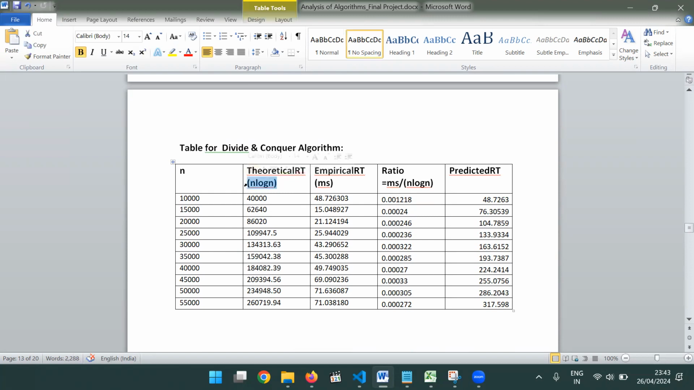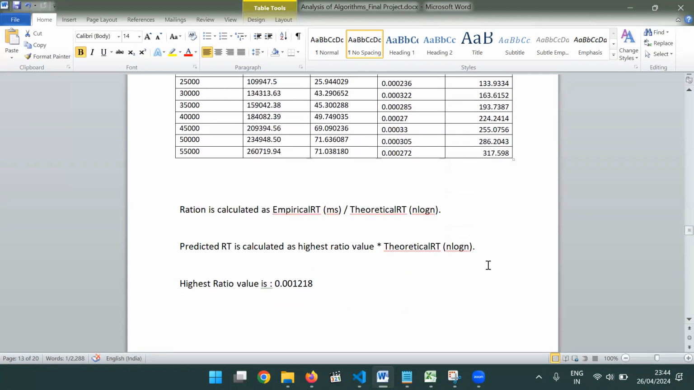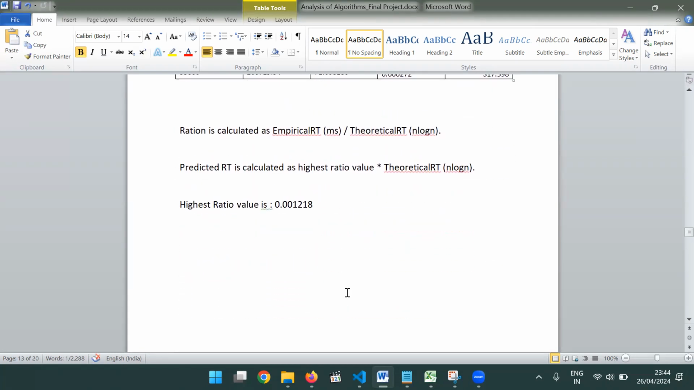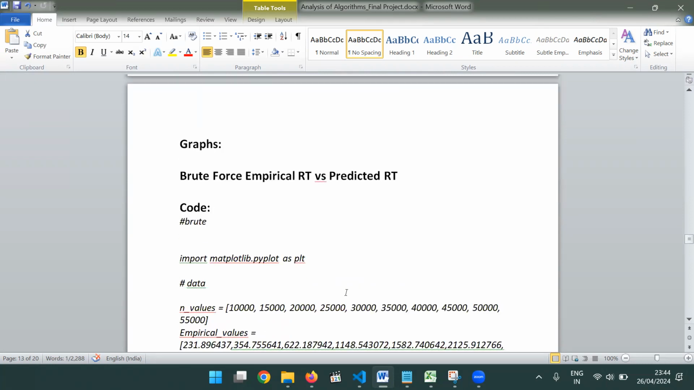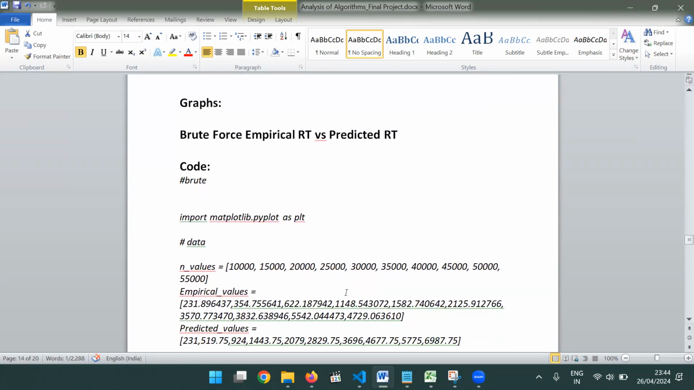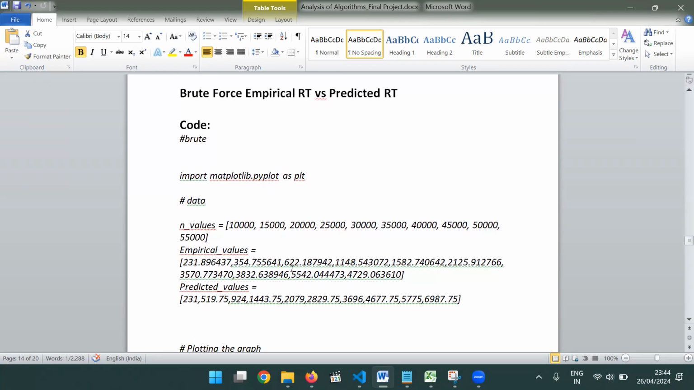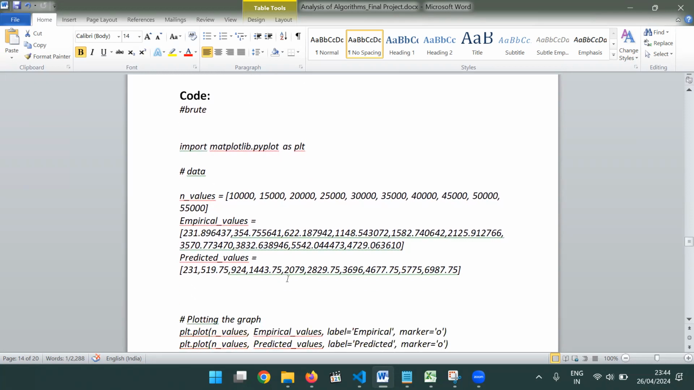But the theta value is changed here to n log n. Based upon these values, I have calculated these last two column values. I have given the formulas as well according to that. And the graphs that I have calculated using this code, brute force for the n values, empirical values, and predicted values.